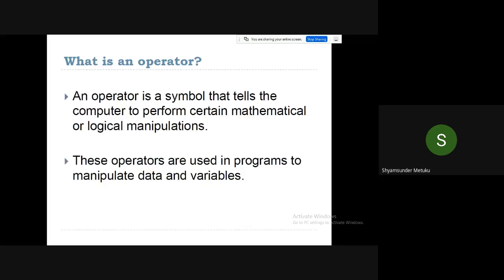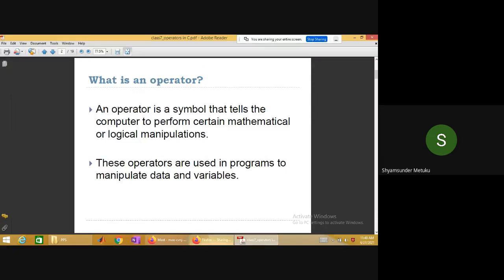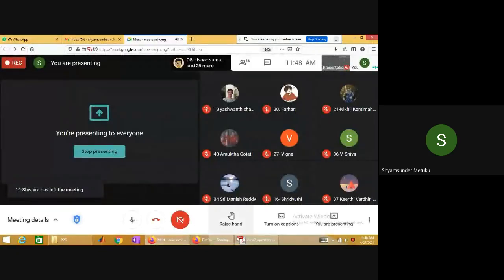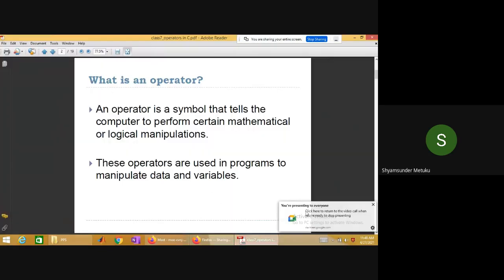So exactly what is an operator, right? All of us are already aware of it, but for the practice, again we are trying to discuss the definition. So, the operator is a symbol which tells the computer to perform particular mathematical or logical manipulations.